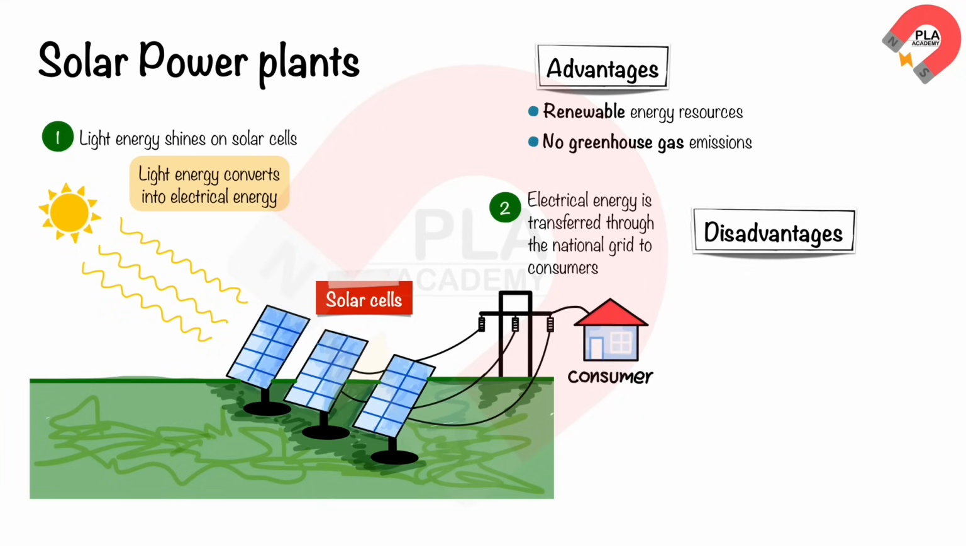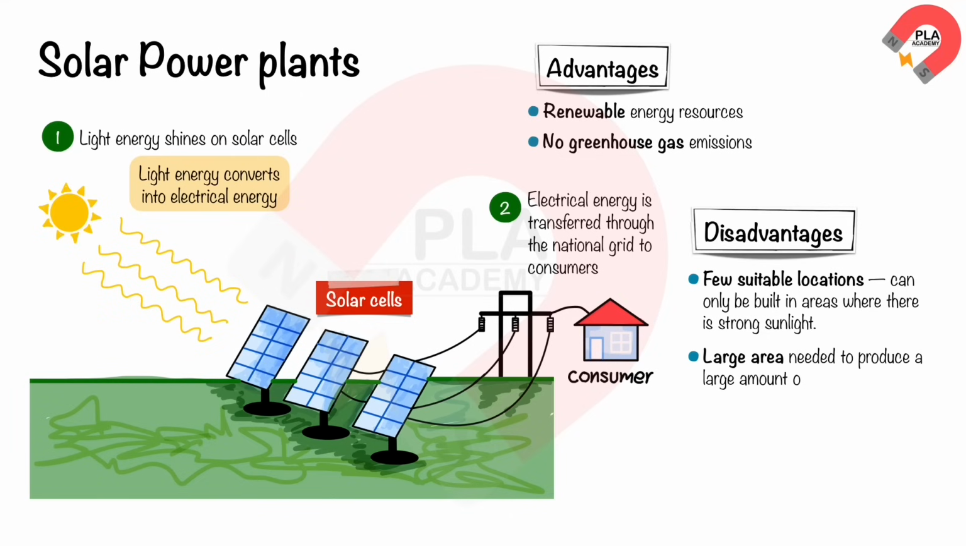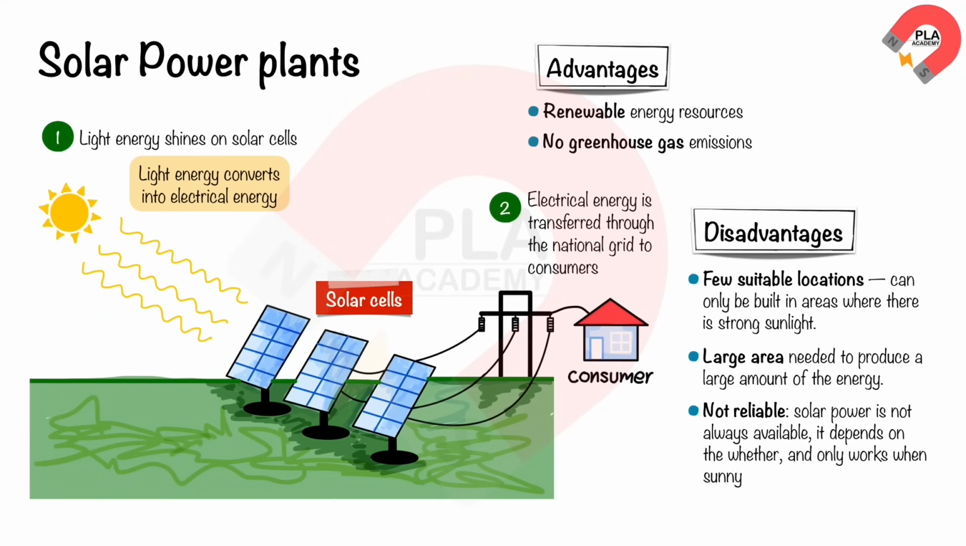Here are some of the disadvantages of solar power plants. Few suitable locations. Solar power plants can only be built in areas where there is strong sunlight. A large area is needed to produce a large amount of energy. Not reliable. Solar power is not always available, it depends on the weather, and only works when sunny.